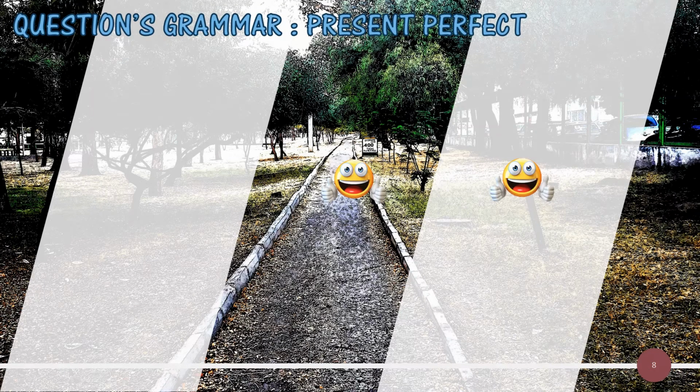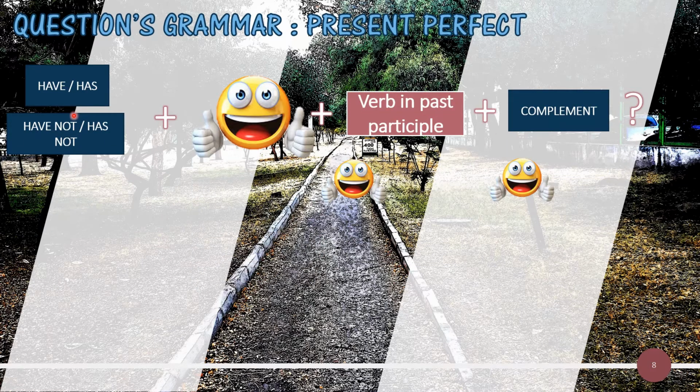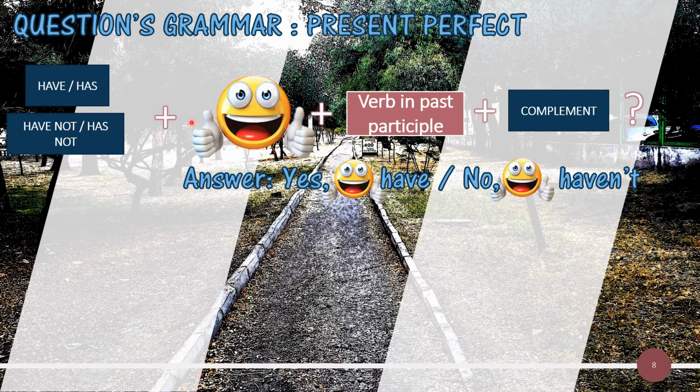Fantastic guys, so now let's understand the grammar for questions in the present perfect. First of all, you have to collocate the auxiliary have, has, or if it's negative, have not, has not, at the beginning of the question, plus the personal pronoun, plus the verb in past participle, plus the complement. As you can see, it's very, very similar to other grammar rules that you have seen before, okay?